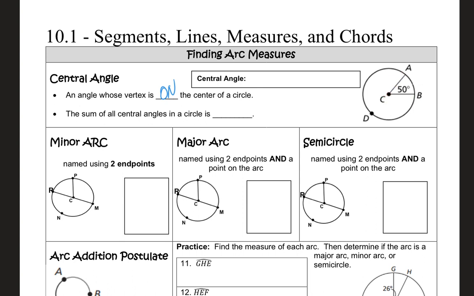So let's go and trace that out. If we went from A to C to B, we would call that angle ACB. And this tells us right over here that it's equal to 50 degrees.